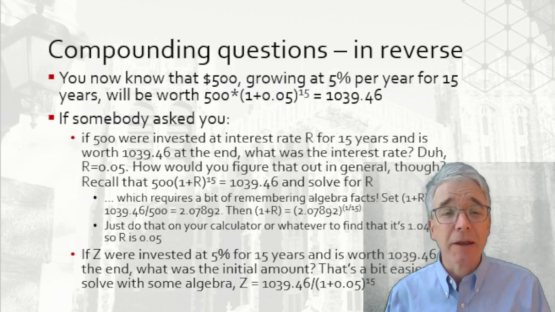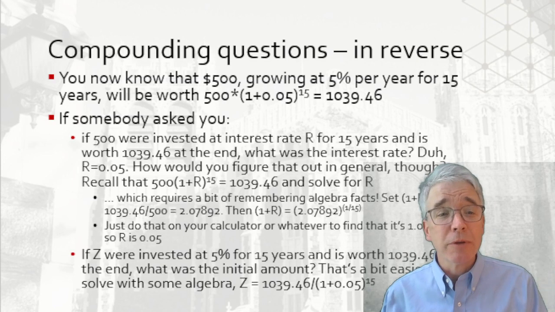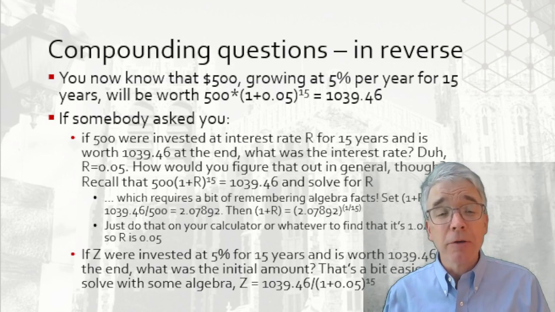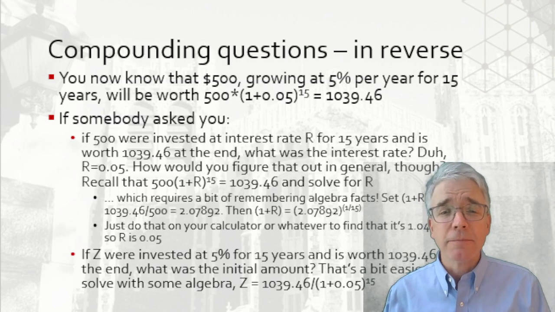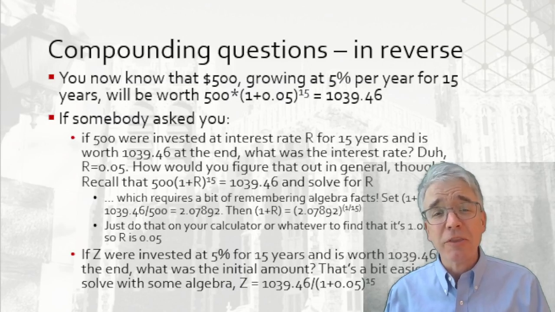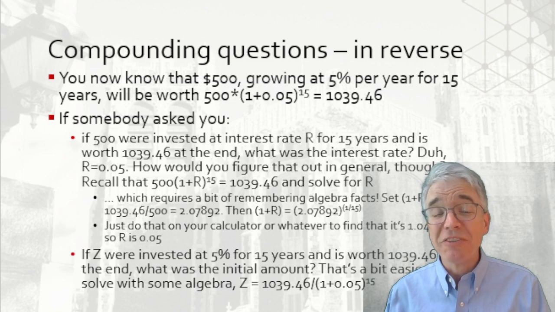I'd do a little mathematics. Set an equation that 500 times (1 plus r) to the 15th power equals 1039.46 and solve for r. How do I solve for r? Remember your algebra. If I have some number x to the 15th power, how do I solve for x? I have to take the whole thing to the 1/15th power. You should remember that, doing that for lower powers.